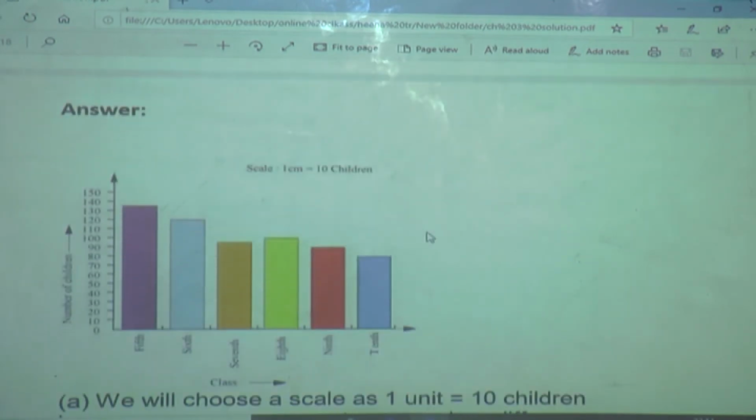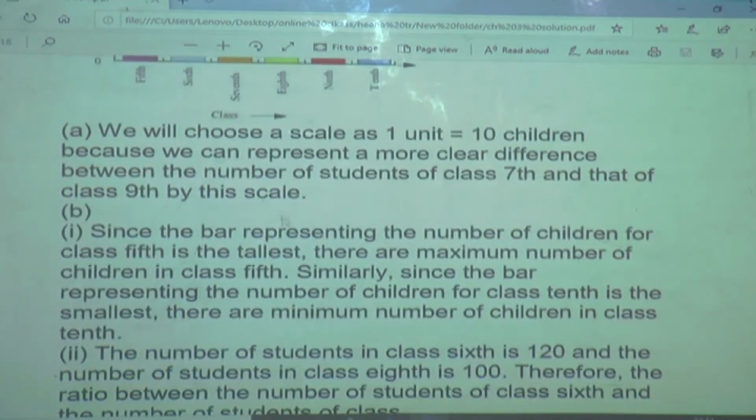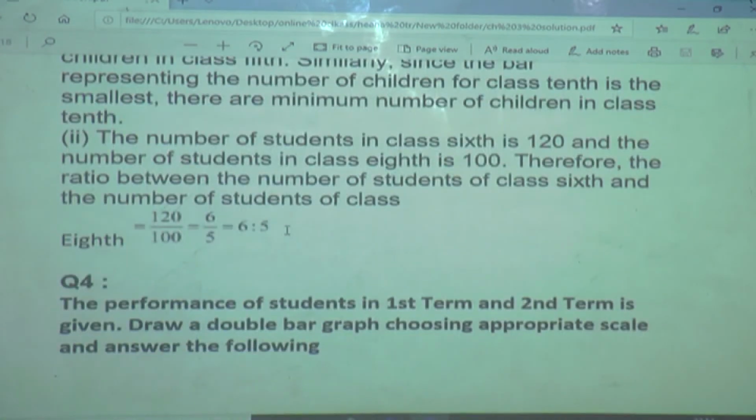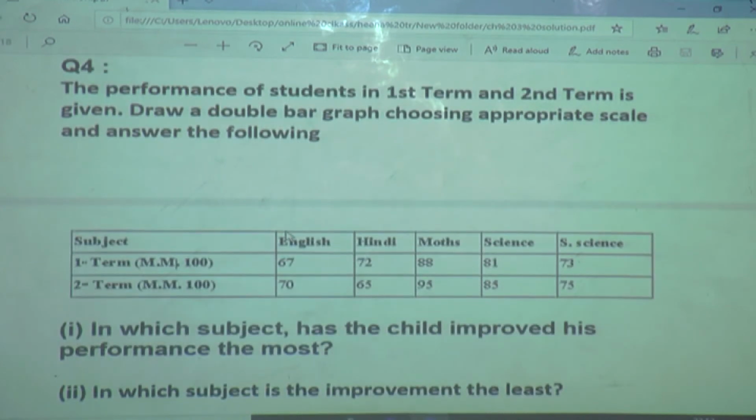What we had done, we had first plotted the graph on graph paper, then by seeing this bar graph, we can find out the answers to the given questions. Now one more example we will see. Here you might be thinking why we are having two data sets.